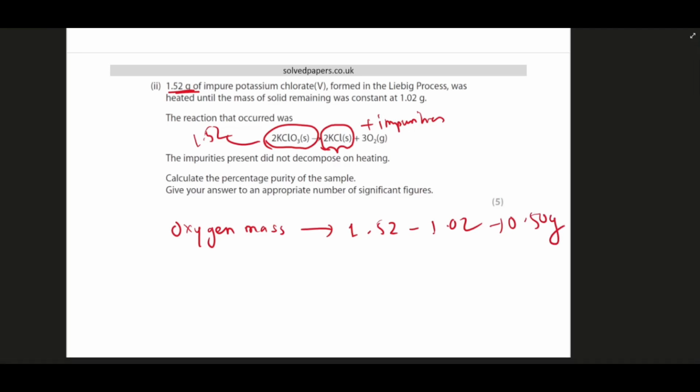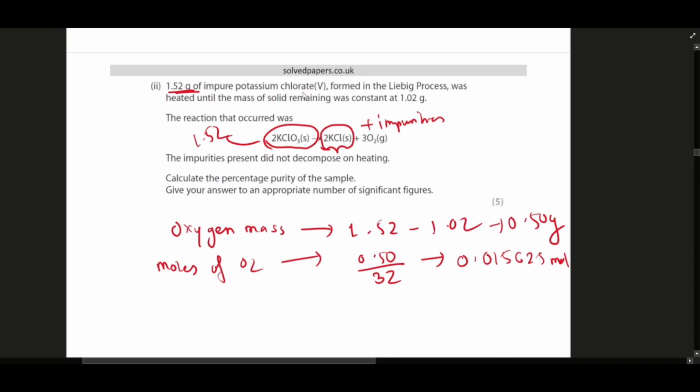Okay, now we can easily find the moles of oxygen, which is, can you please tell me? 0.50 divided by 32 is going to give you what? 0.015625 mole. I think we have made the moles of oxygen clear. Now, can you calculate the moles of potassium chlorate? I think we can, right? How can you do that? Any idea? We can use the stoichiometric equation. Yeah, we can use the stoichiometric equation around here.